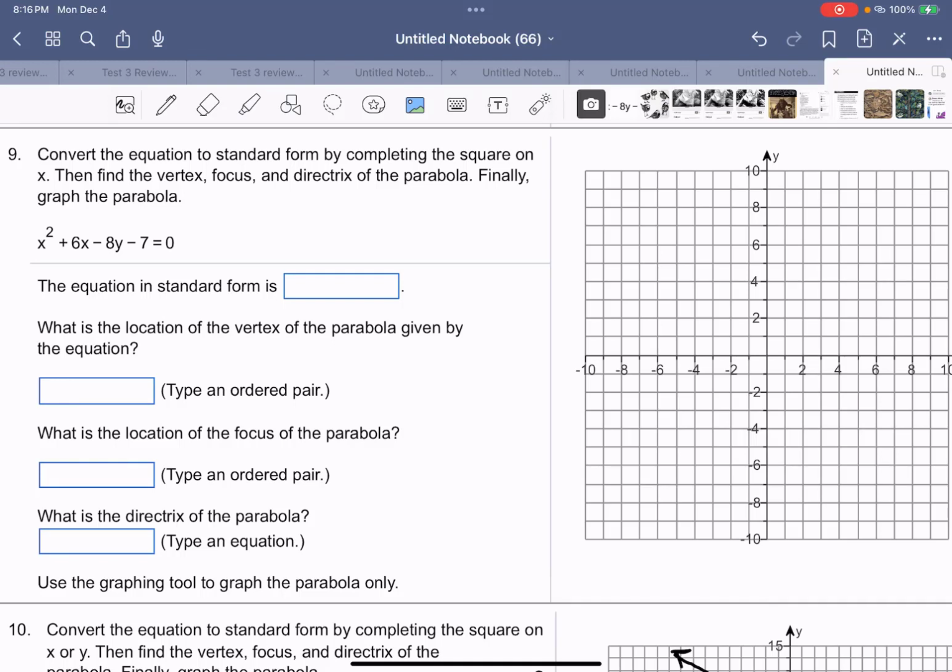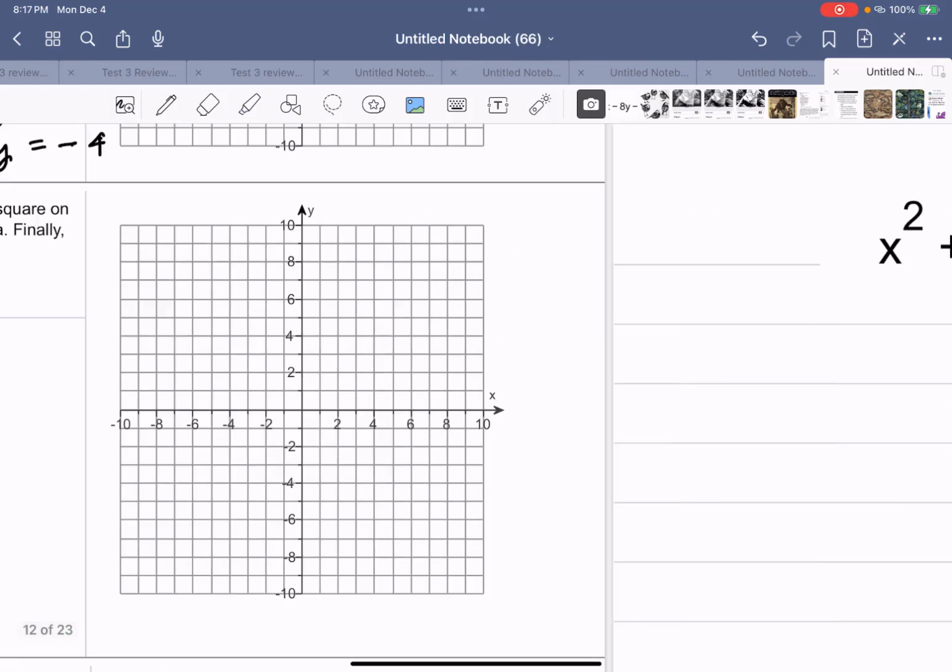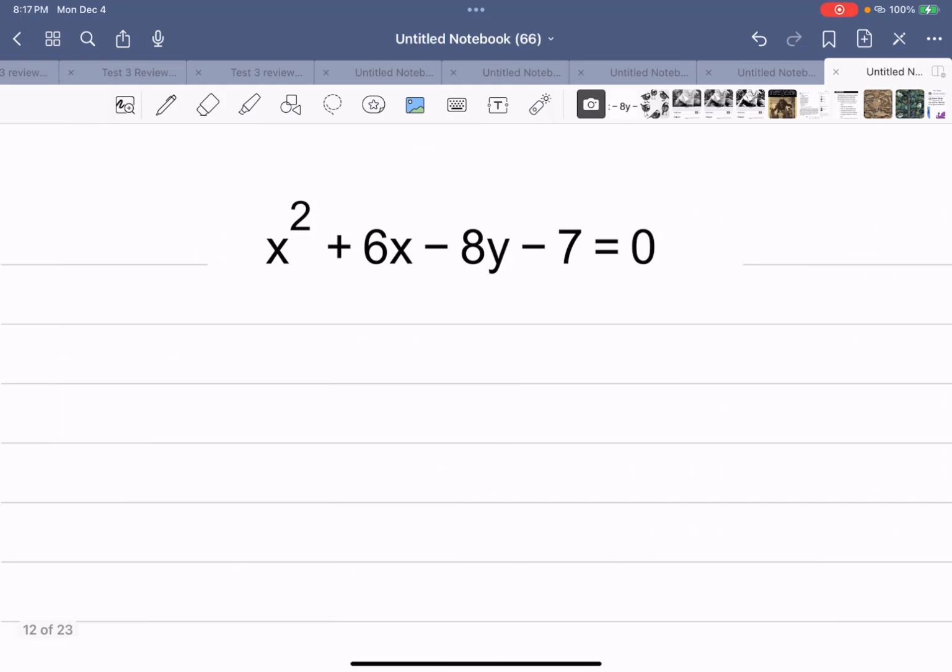Number 9, convert the equation to standard form by completing the square on x. Then find the vertex, focus, and directrix of the parabola. Finally, graph the parabola. So they tell us to complete the square on x, and that's because the x variable is the squared variable.